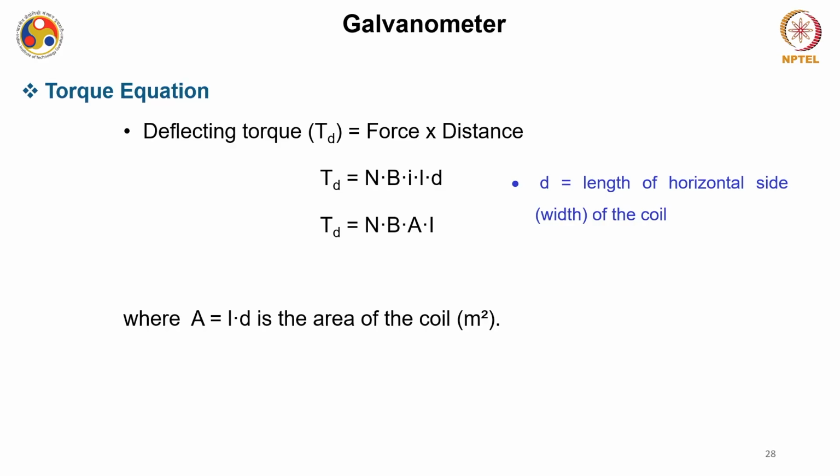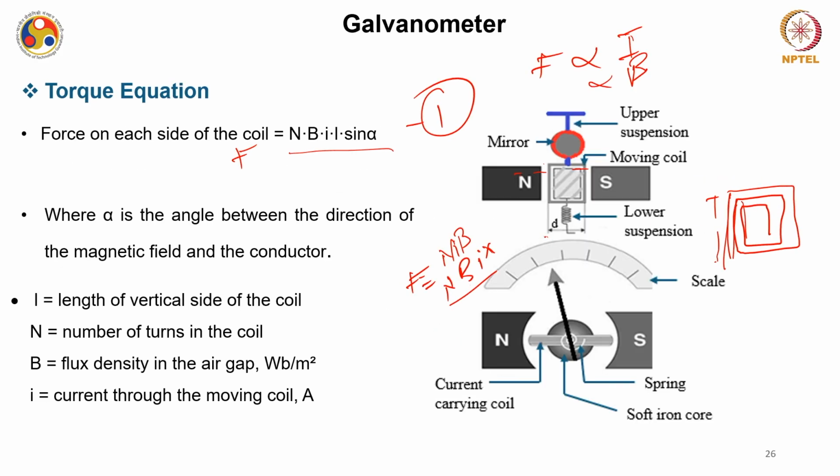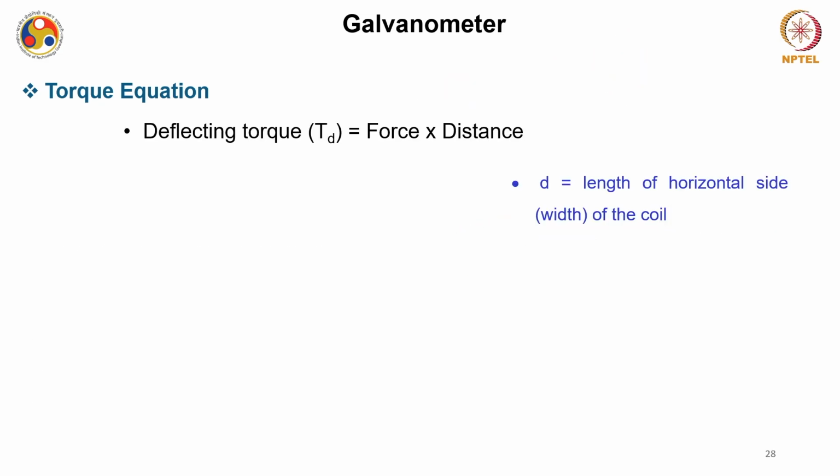To find the deflecting torque, we have to multiply this force with distance, and the distance is nothing but the length of the horizontal side of the coil, or the width of the coil. So, the deflecting torque is equal to force into distance, and force from equation 2 is given as NBIL, and this torque is given as NBIL into D. Say I am calling this the third equation.